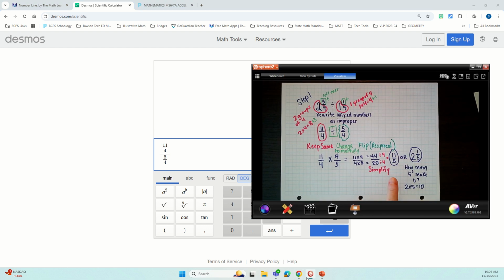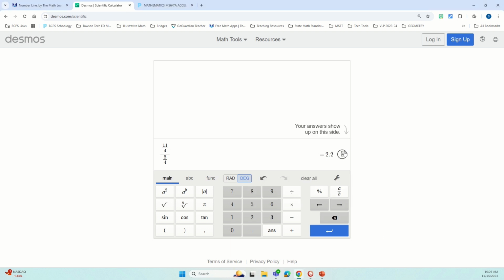11/5. Remember how I told you Desmos doesn't like mixed numbers. 11/5, which is the same thing as a decimal 2.2, but we're not doing decimals right now. So I would encourage them to leave it in fraction form.